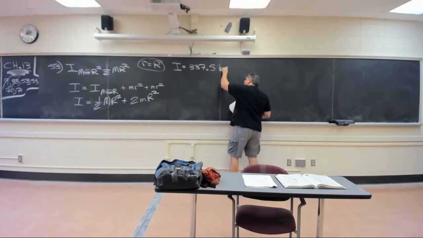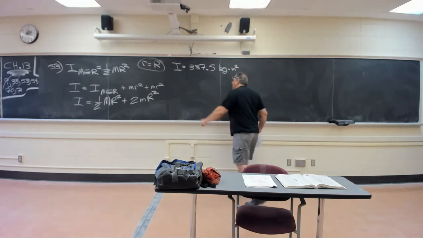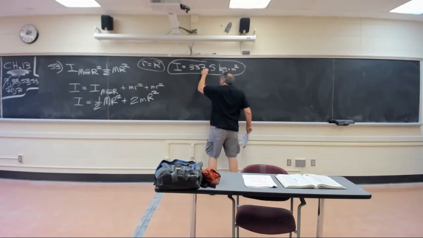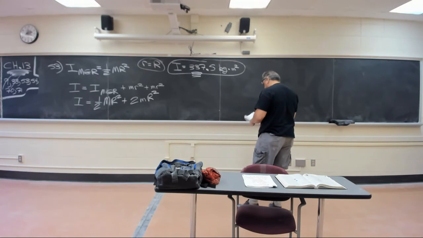337.5 kilograms meters squared. That is the I. If they ever asked you that, then here's the answer. Let's see what else they're saying. They're going a little bit further.